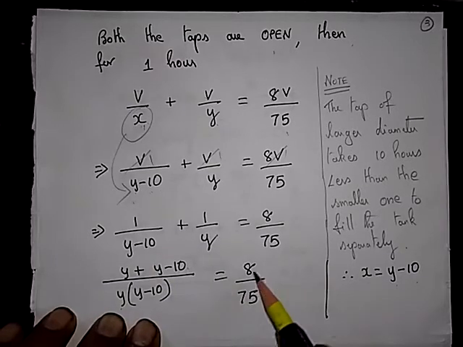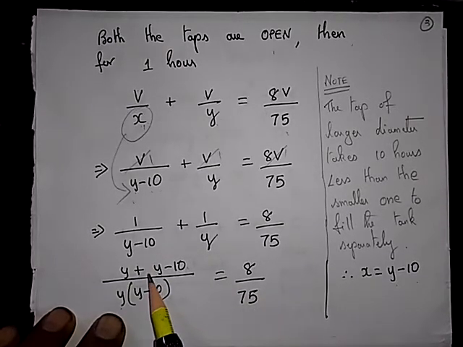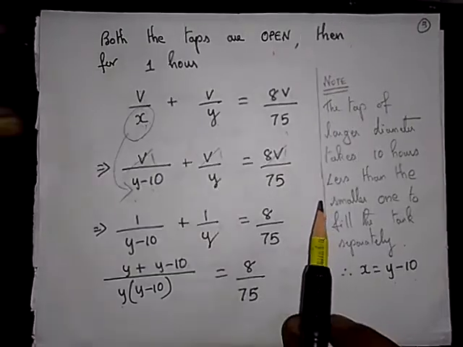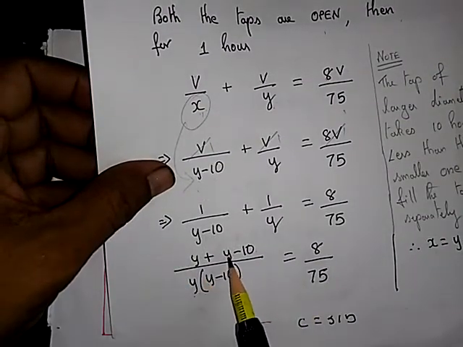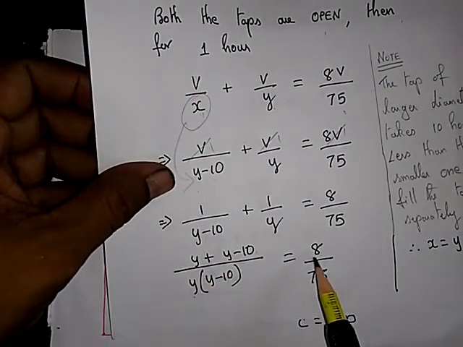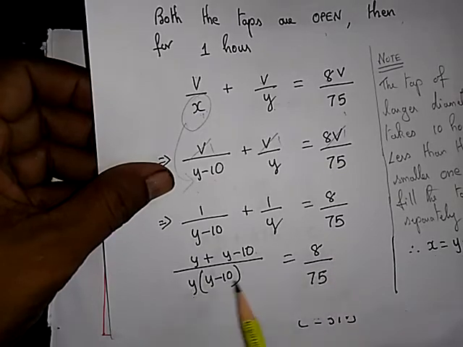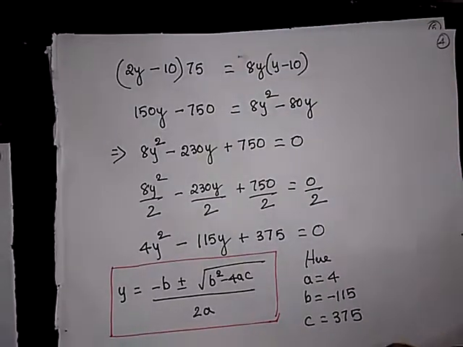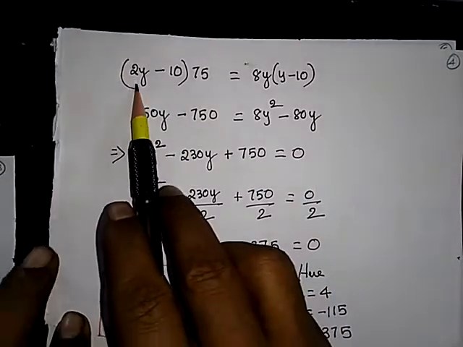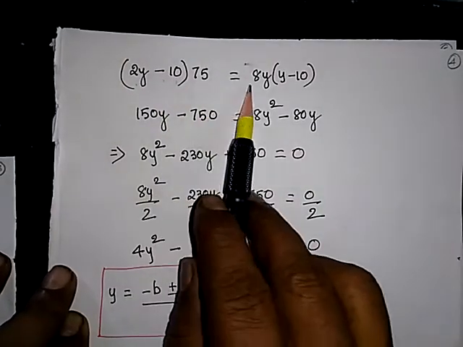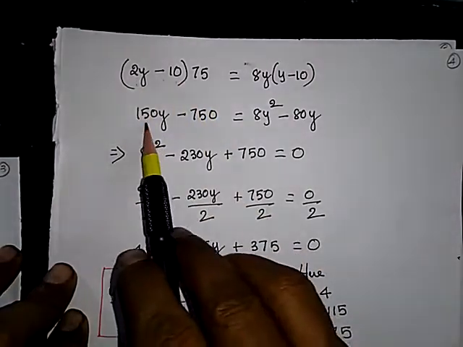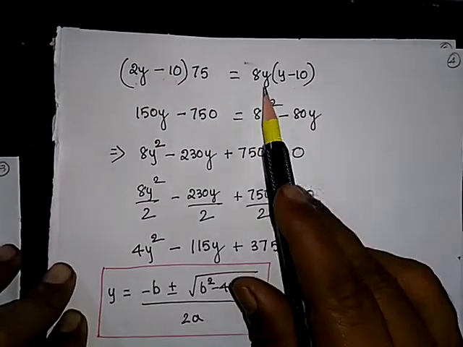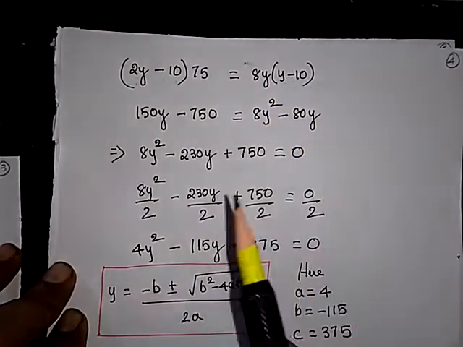You are taking the LCM, equal to 8 by 75. Now this will become 2Y minus 10. Now you cross multiply. So when you cross multiply, this 75 will go here, Y into Y, 2Y minus 10 will be here, and this term will go here. So 8Y into Y minus 10. That's what is written here: 2Y minus 10 into 75 is equal to 8Y into Y minus 10. Now if you multiply 75 into 2Y, 150Y, minus 750 is equal to 8Y square minus 80Y.